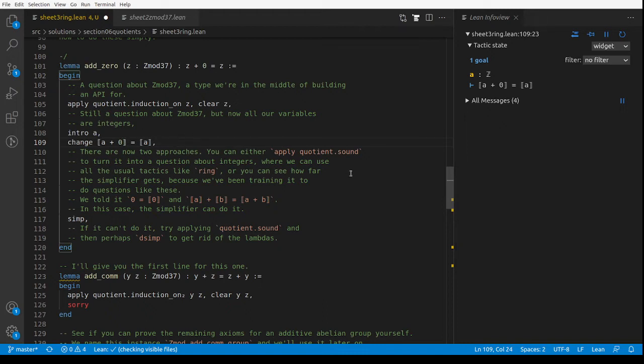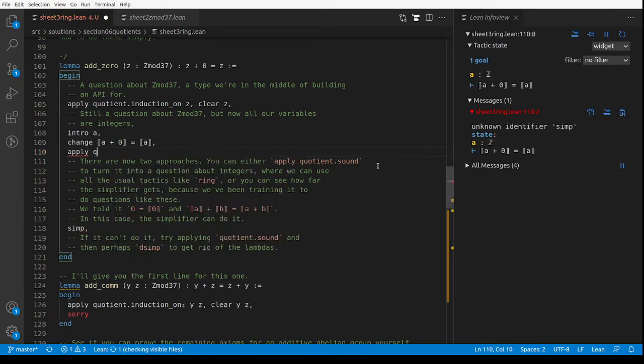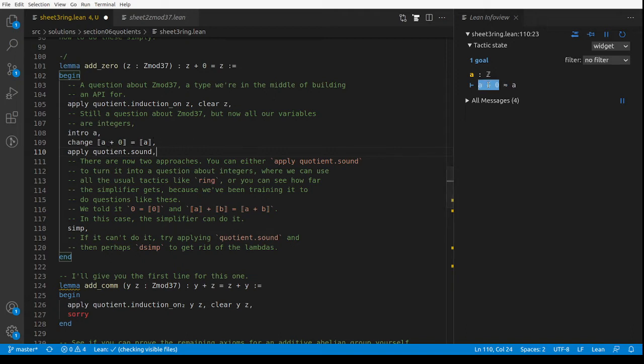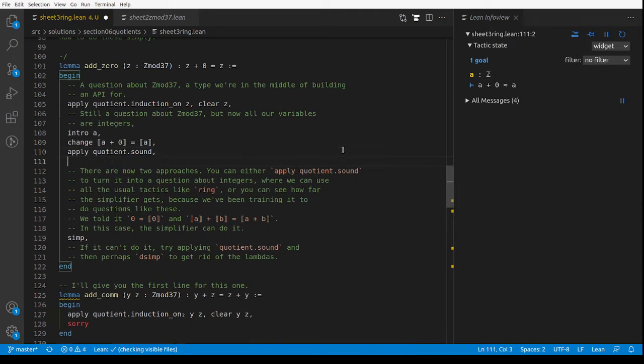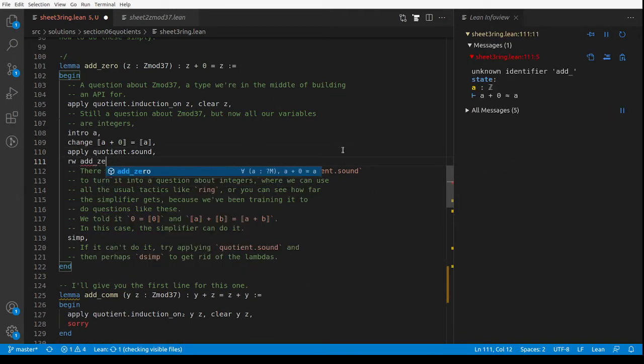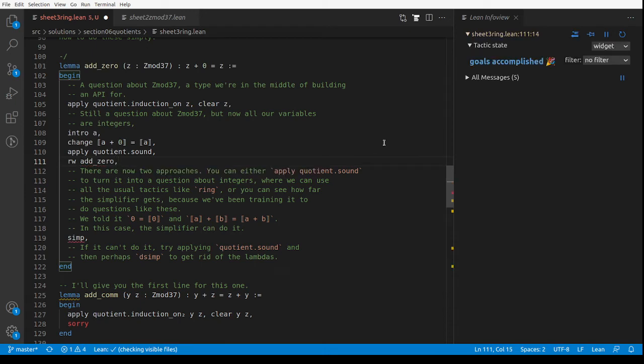So the goal is definitionally of the form equivalence class of x equals equivalence class of y. So apply quotient.sound works there, and it turns equivalence classes are equal into things are related. So that's one way of doing it. And then I guess the simplest way of fixing this, now I could rewrite add 0 here, you see. Yeah, that solves the goal.